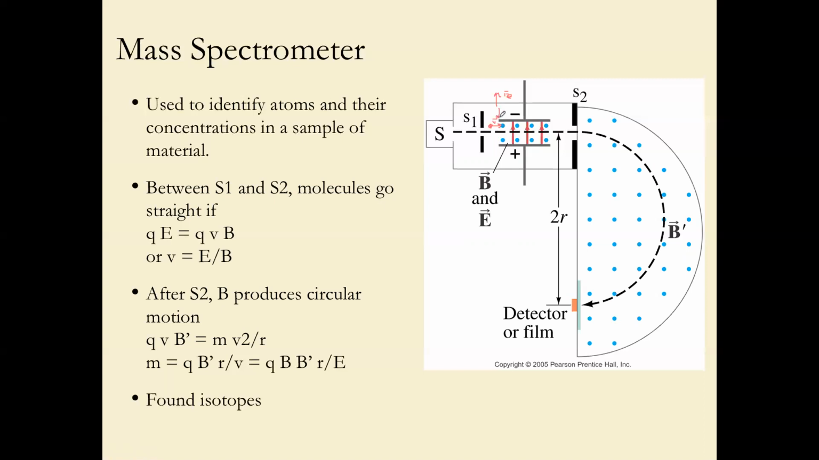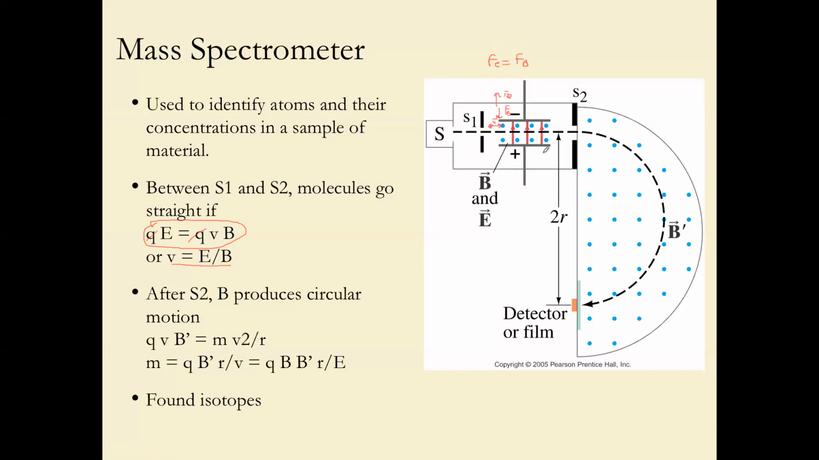For the molecule to go straight between those plates, this F electrostatic should be equal to F magnetic. So from this relation, you can also derive an equation for v in terms of the electric field and the magnetic field. These two q will cancel out. So the speed is equal to E over B.